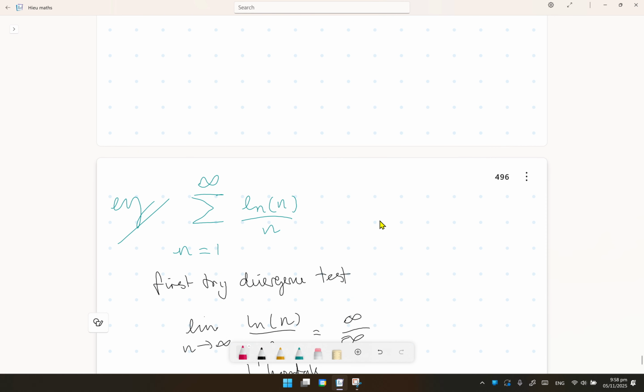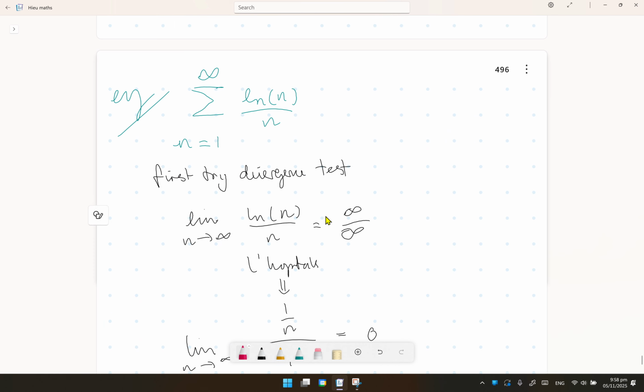So finally, we have one final example here to look through. We have the sequence of ln of n over n.